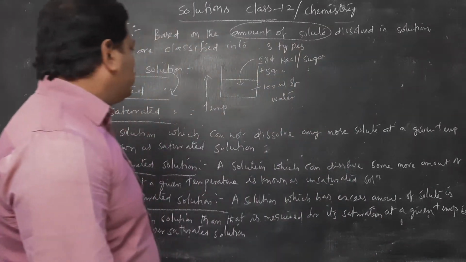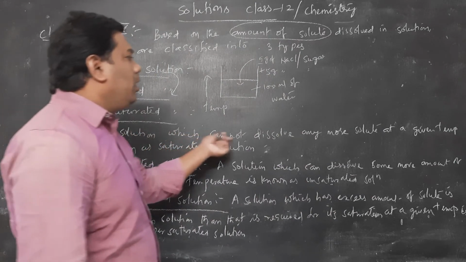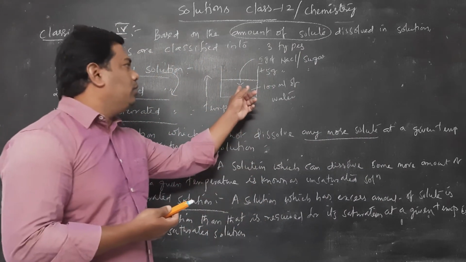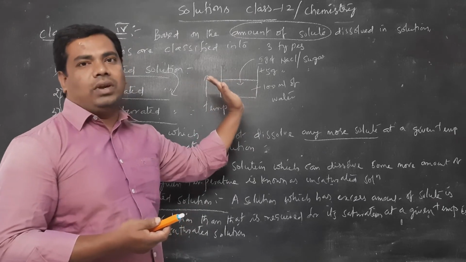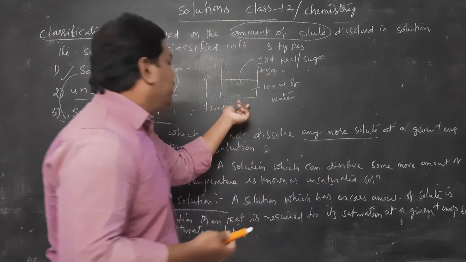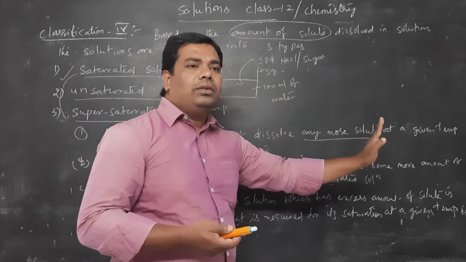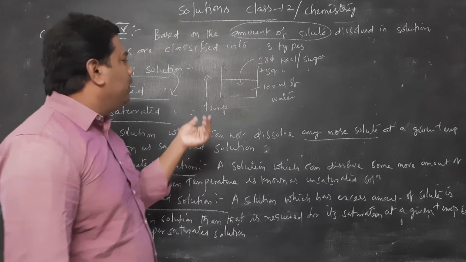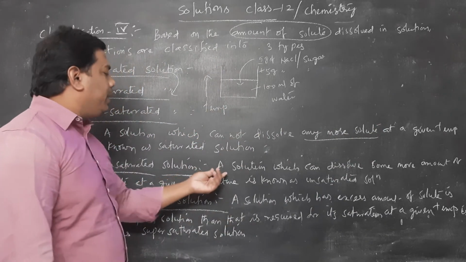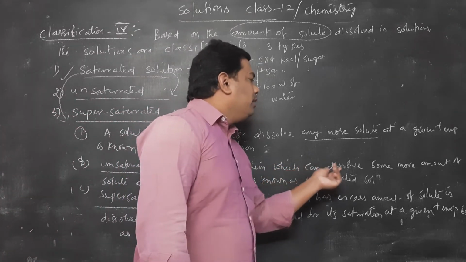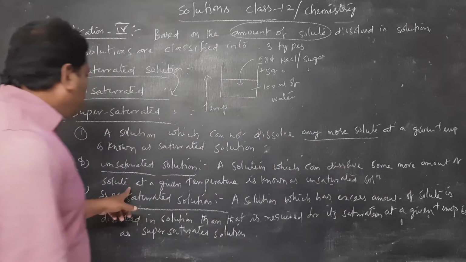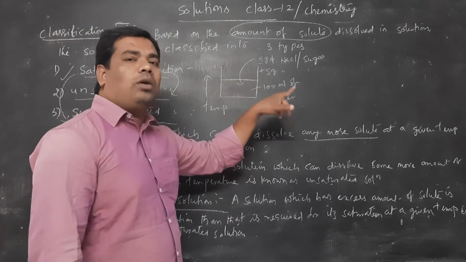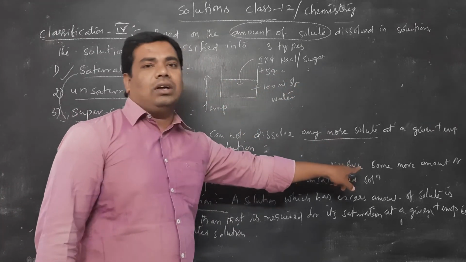Saturated solution means, student, a solution which cannot dissolve any more solute. We add a few more solute particles to this water, but the solute cannot be dissolved further, because the temperature of this solution is only 27 degrees. What is an unsaturated solution? Here we are increasing the temperature. When we increase the temperature, a solution which can dissolve some more solute at a given temperature, whatever temperature we take, at that temperature we add some more solute and the solute particles can be dissolved in this water.